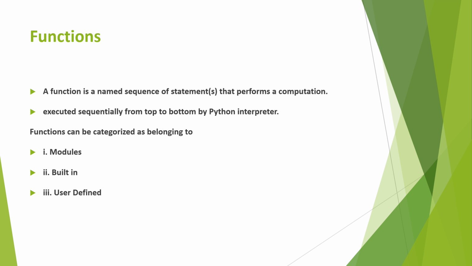Now how can we declare a function in Python? Functions can be categorized into three. It can be a module, it can be a built-in, or it can be a user-defined function. Functions are something which can perform a computation, or a block of statements which will be executed from top to bottom. So the first line is taken as the first statement, then the second, third and fourth, which is a procedural or sequential one.